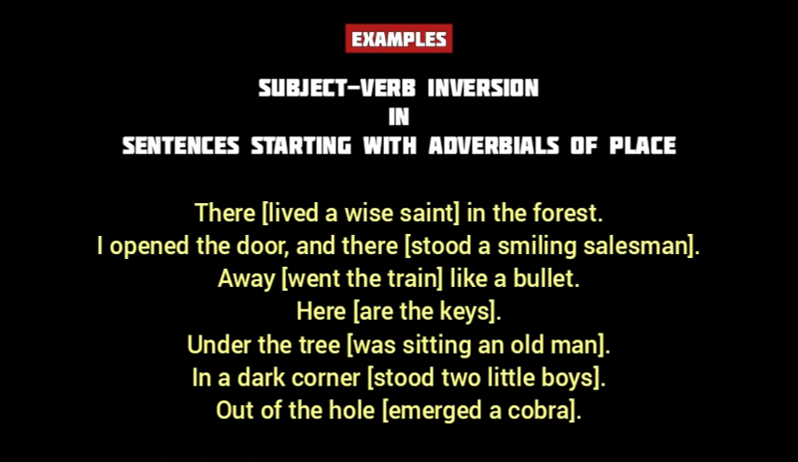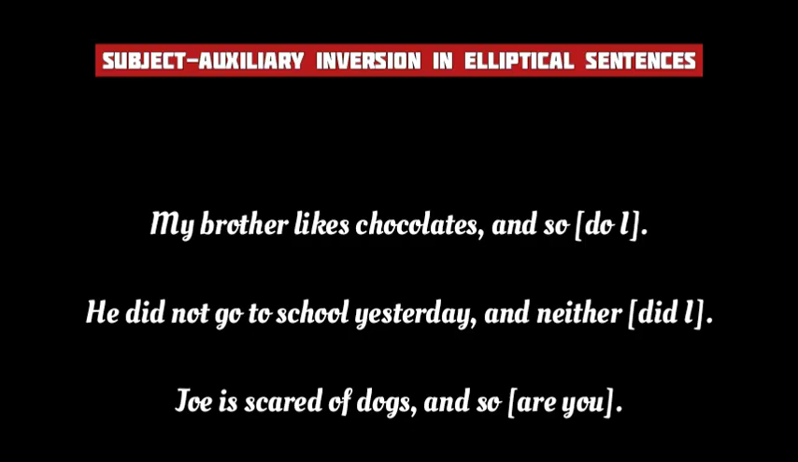In the next example, the main verb stood comes before the subject, two little boys, and in the last, the main verb emerged is placed before the subject, a cobra. Remember, in these emphatic sentences, the subject-verb inversion is used to emphasize the subject after the verb. Last but not the least, the subject-auxiliary inversion is also used in elliptical sentences.